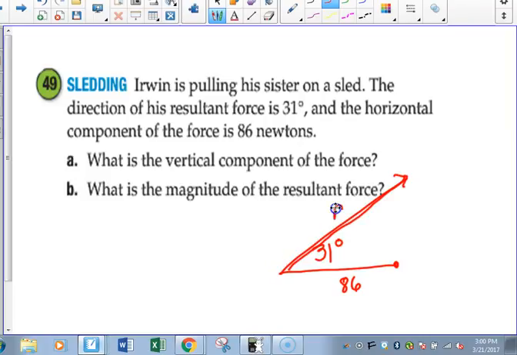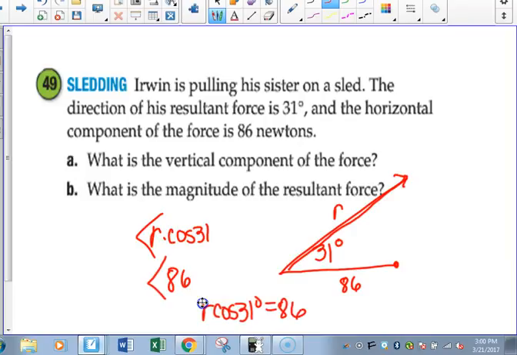I'm going to call this R for a minute, because I'm thinking, oh yeah, we could just do right triangle trig. R times the cosine of 31 is what gave us 86. We want to just go backwards. Yes, we could find the hypotenuse when you know the adjacent.